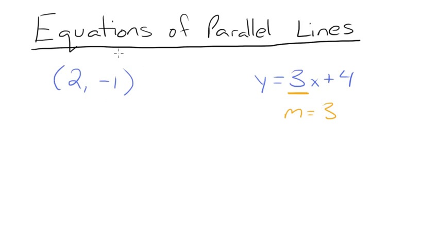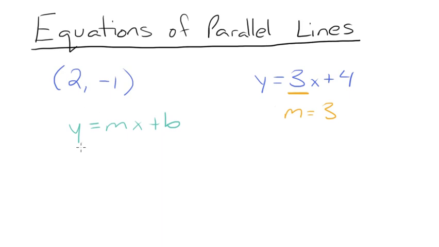Now that we know the slope of the line and a point that the line passes through, (2, -1), we can plug these values into either our general slope-intercept equation or our general point-slope equation. For this example, we'll use the slope-intercept equation. Remember, slope-intercept is y equals mx plus b. We know our value for m, and we know values for x and y that make this equation true because the line passes through them.